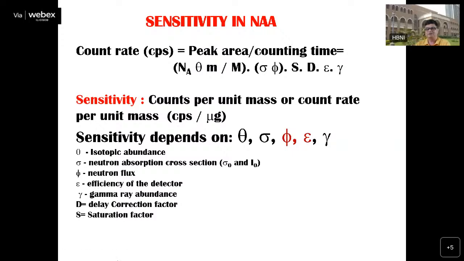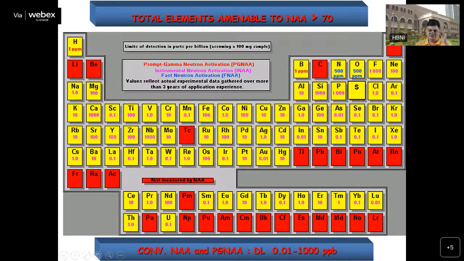And as you've seen, this sensitivity depends on the isotopic abundance, neutron absorption cross-section, neutron flux, efficiency of the detector, gamma ray abundance, and decay correction factors, as well as the saturation factors. So these are the various elements amenable to total elemental analysis through neutron activation analysis, and you can see that more than 70 elements are possible to analyze by this.